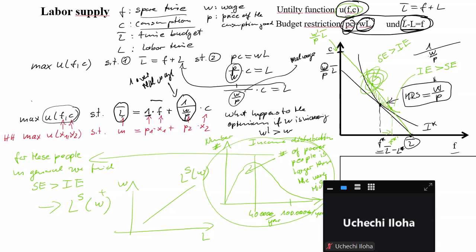Then I can say, okay, I have my utility function, which depends on two goods, x1 and x2, or in my case, C and F, subject to a restriction, which is just a linear restriction, where I can interpret the 1 in front of F as the price of spare time. So spare time is somehow in my model now the numeraire.